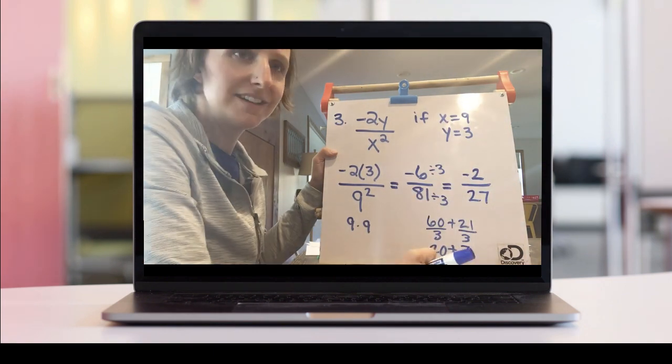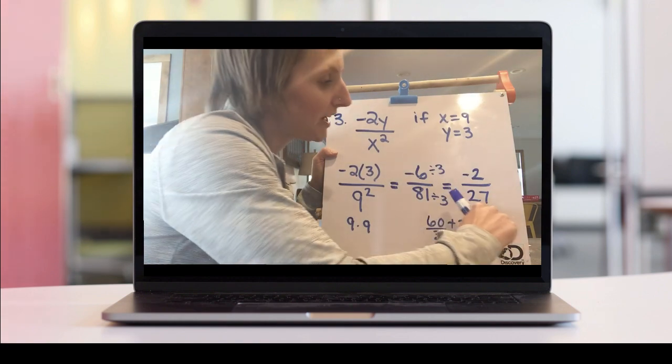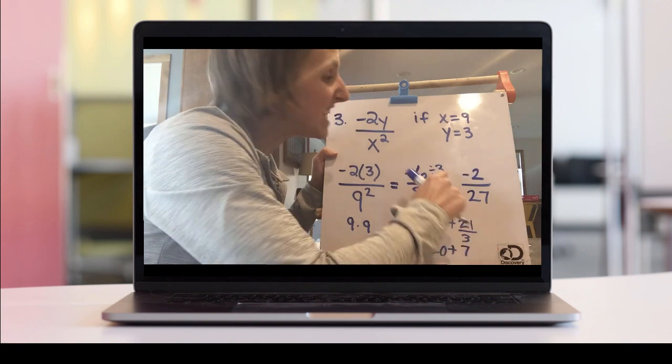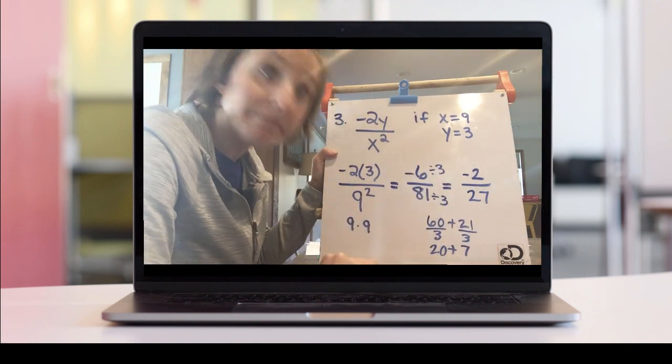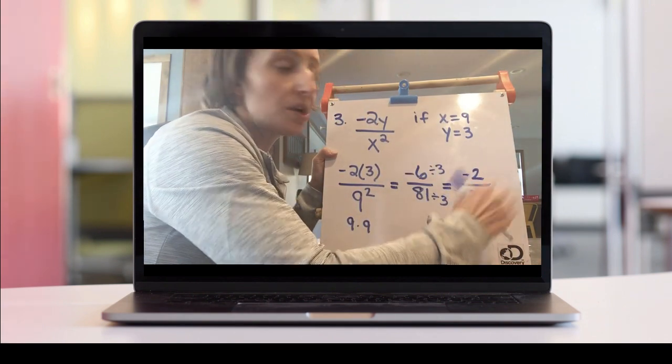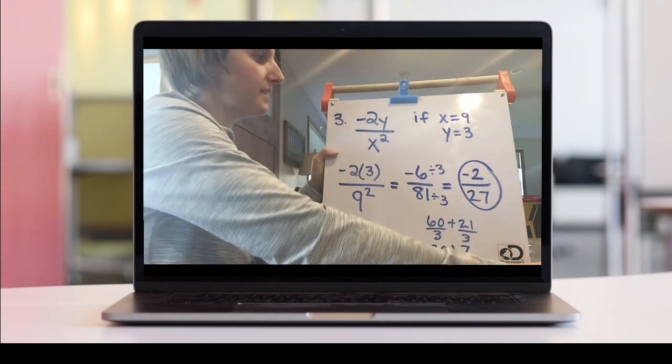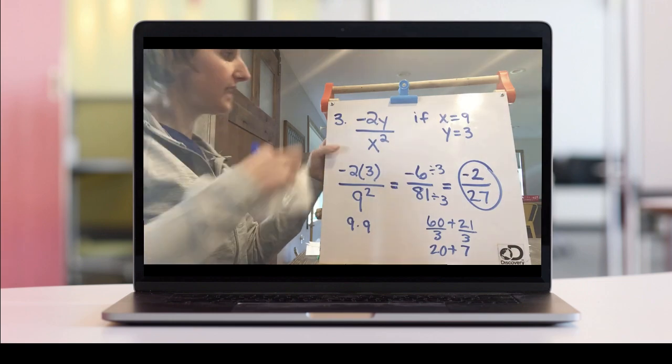Boom. 2 and 27? Well, look at this number right here. This is not an even number. 2 doesn't go into this. The only factors of 2 are 1 and 2. So this is in simplest form. Awesome. We have 2 more examples. Here we go. Example 4.